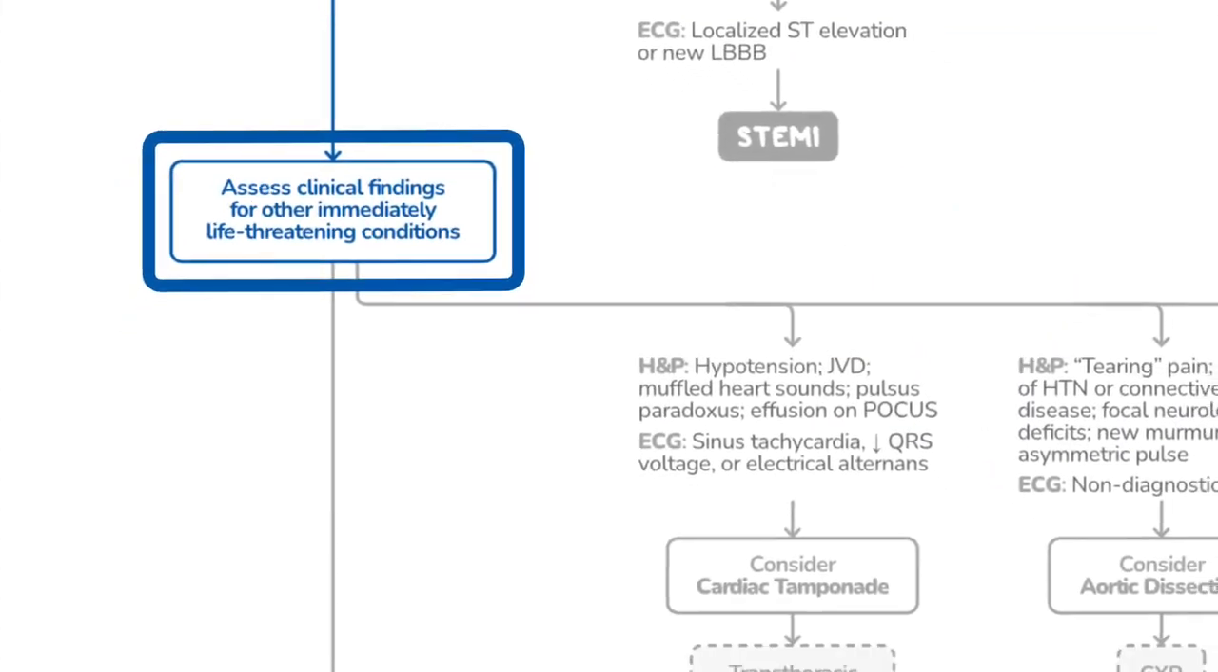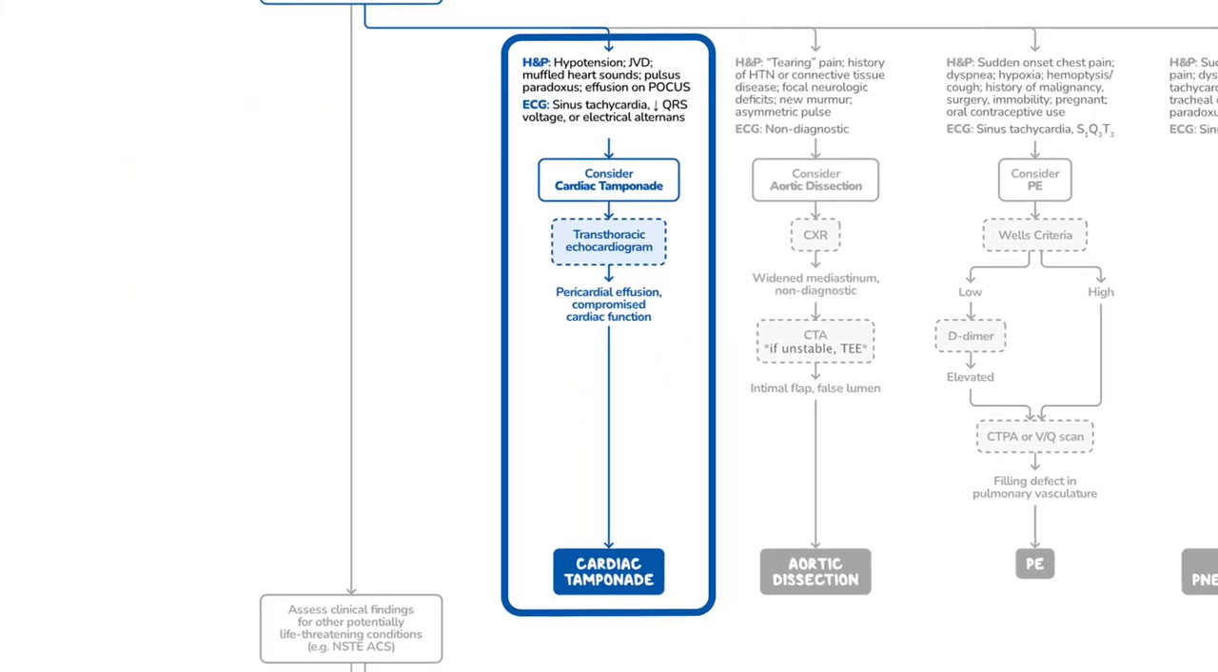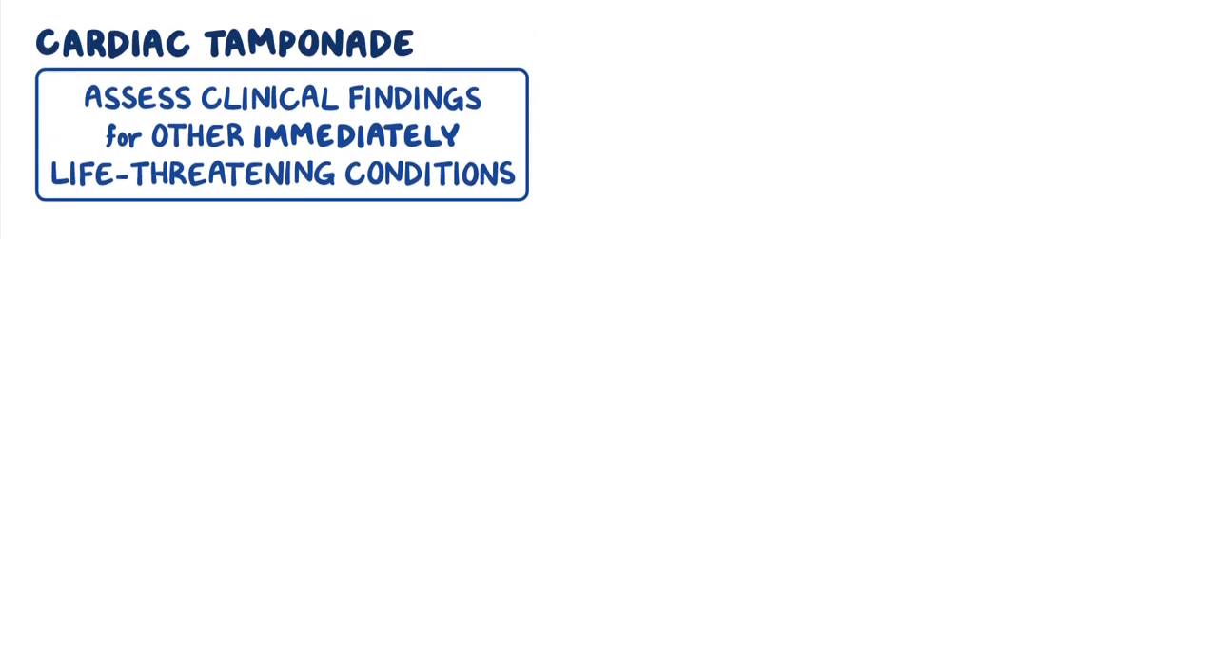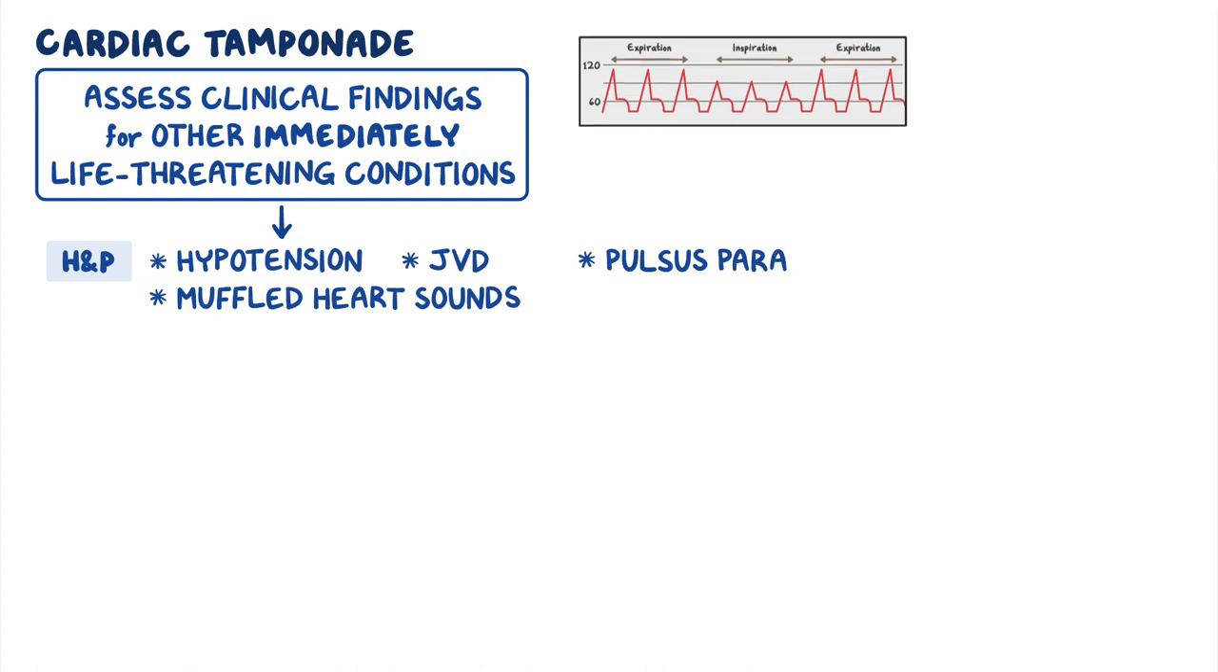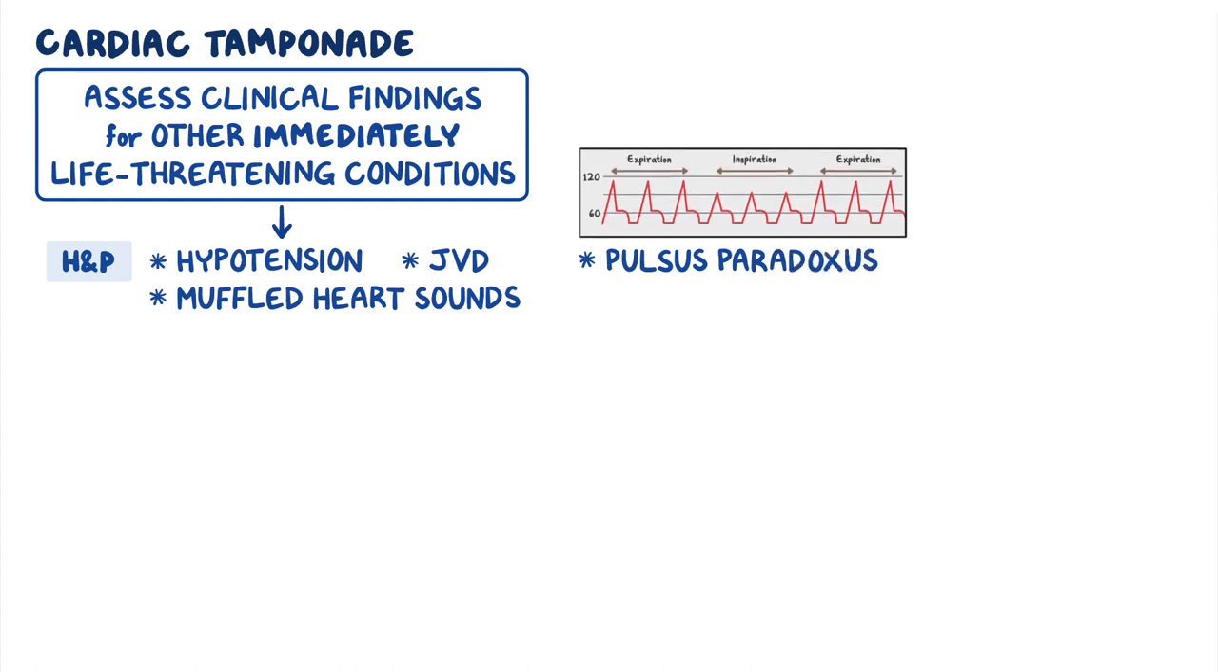First, let's look at cardiac tamponade. You should suspect this condition if your patient has hypotension, jugular venous distension, and muffled heart sounds on physical examination. You can also check for pulsus paradoxus, where there's an abnormally large drop in systolic blood pressure during inspiration that's greater than 10 millimeters of mercury.